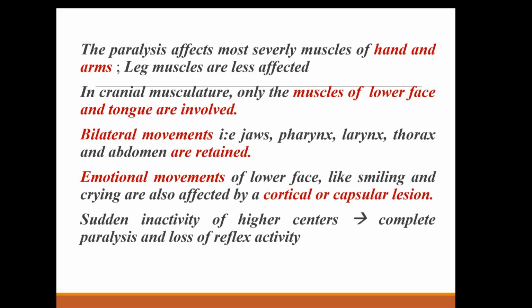The paralysis affects most severely the muscles of hand and arms. Leg muscles are less affected. In cranial musculature, only the muscles of lower face and tongue are involved. Bilateral movements, that is, of jaws, pharynx, larynx, thorax, and abdomen, are retained. Emotional movements of lower face like smiling and crying are also affected by a cortical or capsular lesion. There is sudden inactivity of higher centers, complete paralysis and loss of reflex activity.